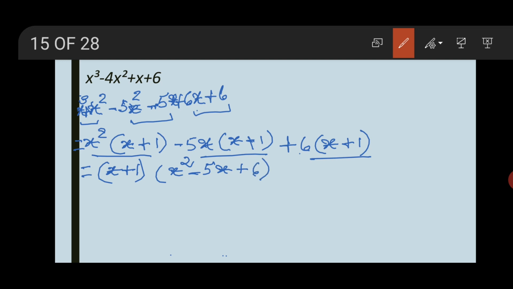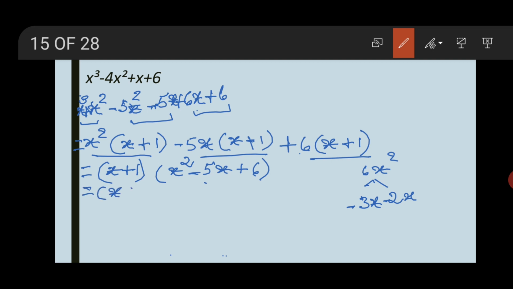Once again we will get a trinomial. Now factorize this trinomial. On multiplication of which two numbers do you get 6 as the product and sum as 5, the middle term is 5? Yes, 3 twos are 6. 3 plus 2 is equal to 5. So we can split minus 5x as minus 3x minus 2x.